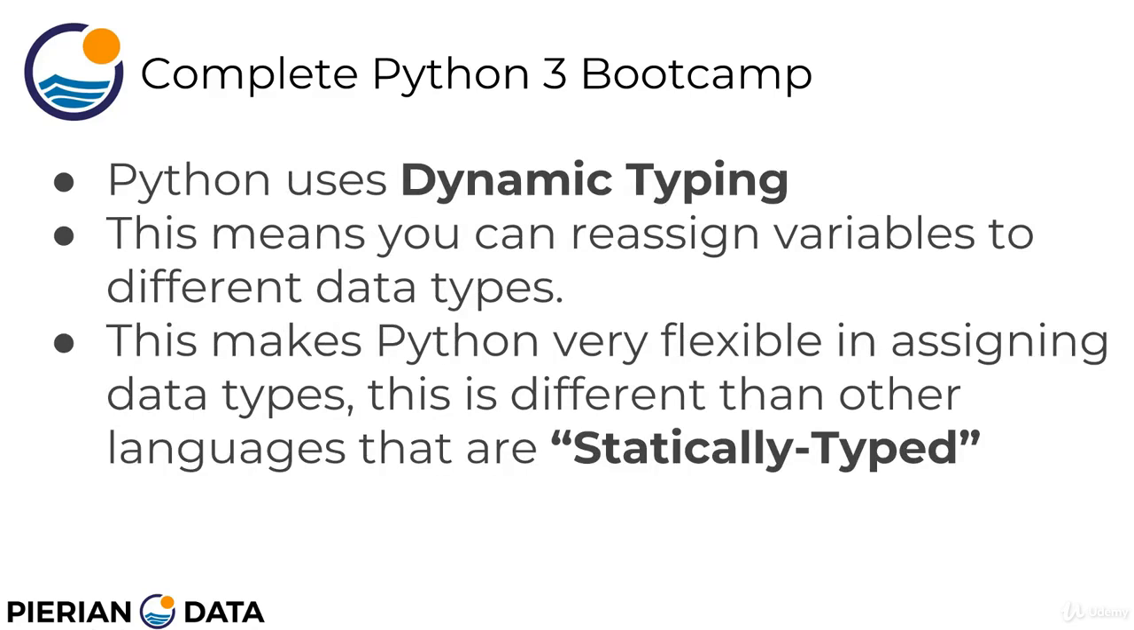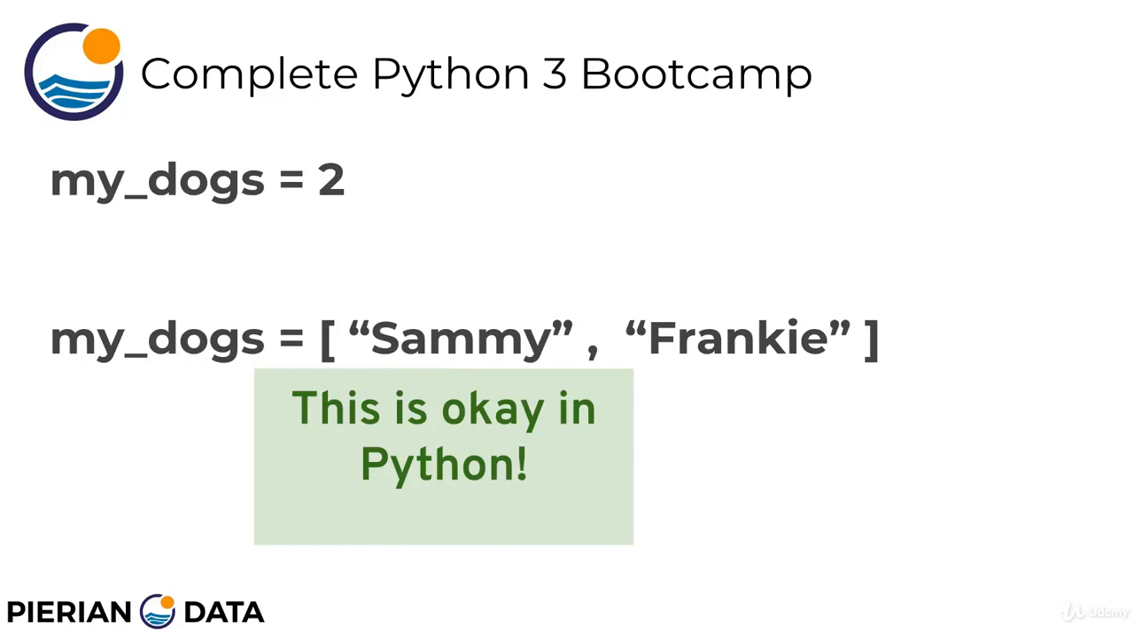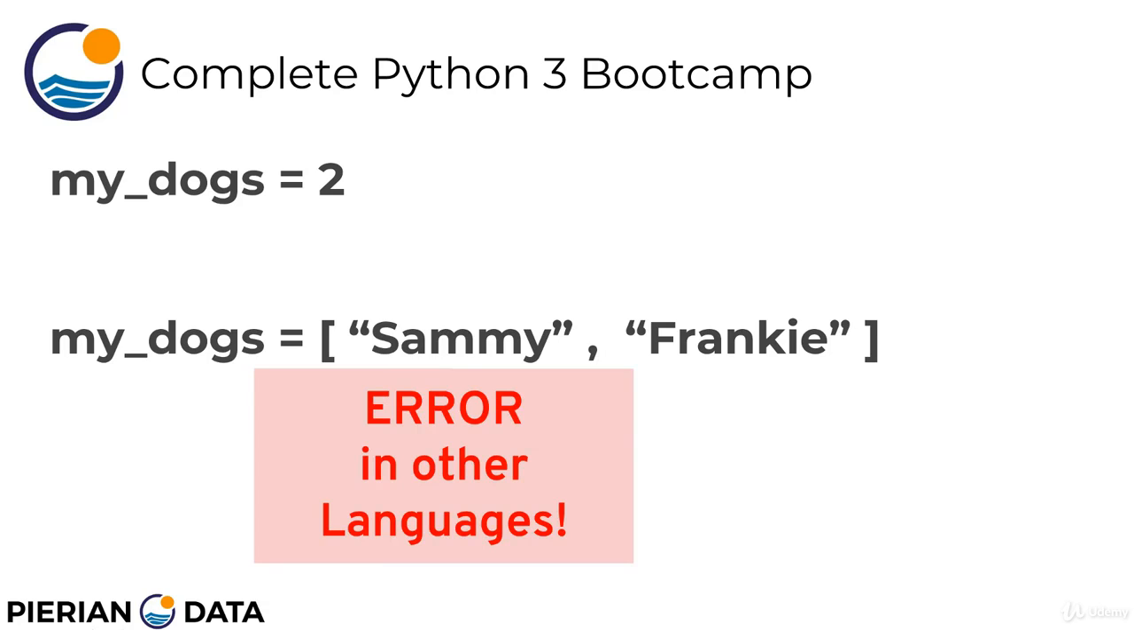Before we actually jump to the Jupyter Notebook, though, I want to mention that Python uses dynamic typing. And this means you can reassign variables to different data types. And this makes Python very flexible in assigning data types, and that's actually different than many other programming languages that are statically typed. So let me show you an example of what I mean by this. In Python, something like this is totally okay. Here I've assigned my dogs variable name equal to 2, and then later on in my code, I went ahead and reassigned the same variable name, my dogs, to a completely different data type, a list, Sammy and Frankie. Now that's totally okay in Python, but in other languages, that would produce an error.